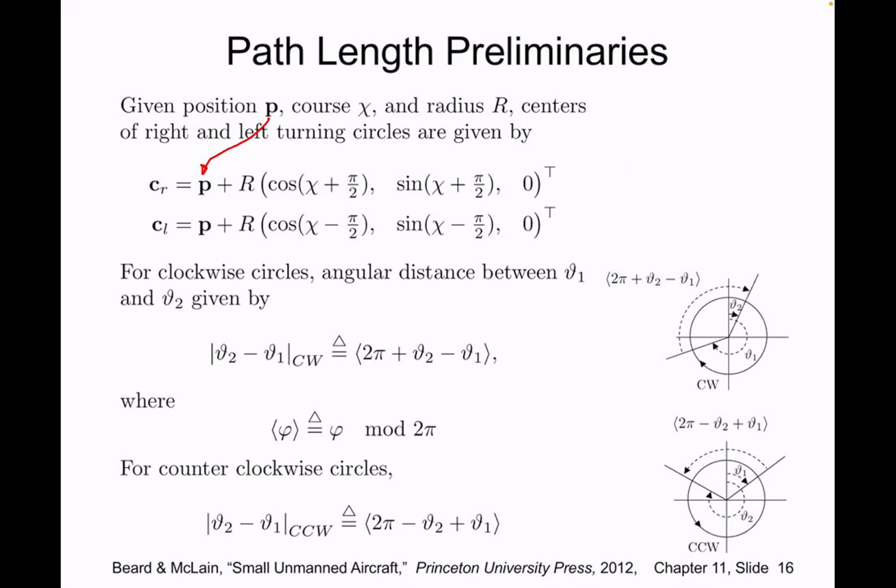So CR is P plus, if you think about it, R cosine; you are resolving the radius vector into cosine and sine components, and you add those to the position. That gives you the CR, which is the right-hand rotation. You can do the same thing for CL, which is the left-hand rotation, wherein from the course angle you subtract pi by 2 so that you can find the component on the left-hand side.